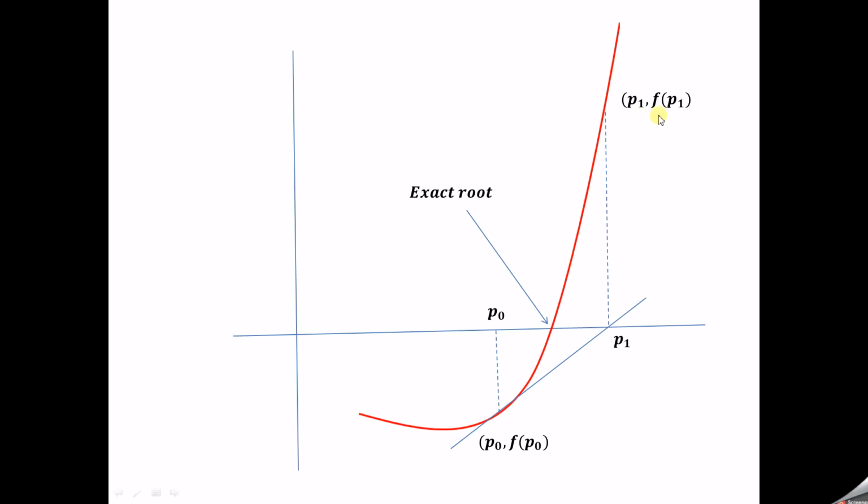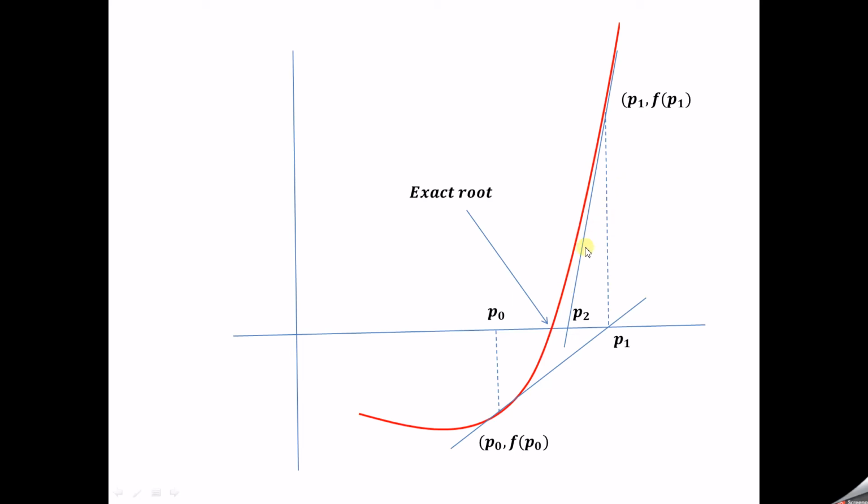Once you get this point, again draw a tangent to the curve at this point. This is the tangent to the curve at this point, and where the tangent line meets the x-axis, that is the next approximation. Here the next approximation is P2. So from P naught we are getting P1. Once you get P1, the next approximation is P2. Afterwards, using this P2, you can find the next approximation P3 the same way. Find the corresponding point on the curve corresponding to this P2, that will be (P2, f of P2).